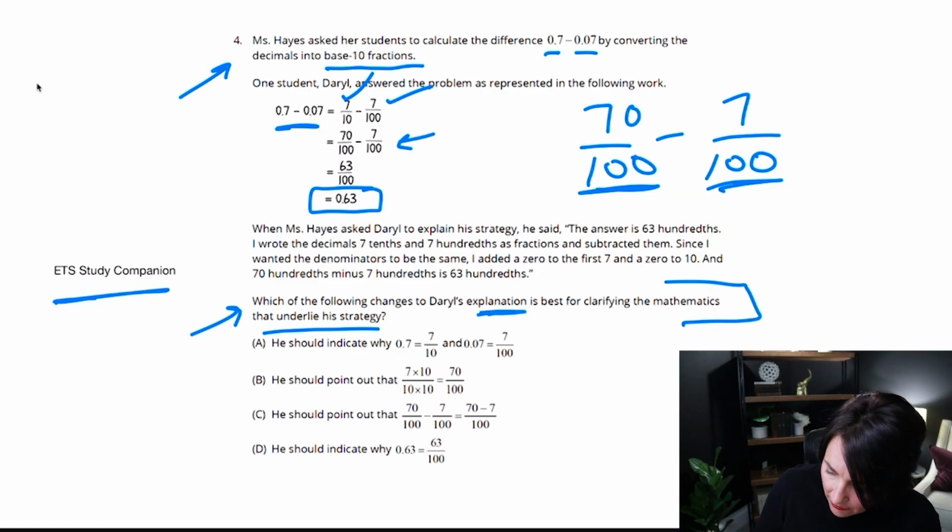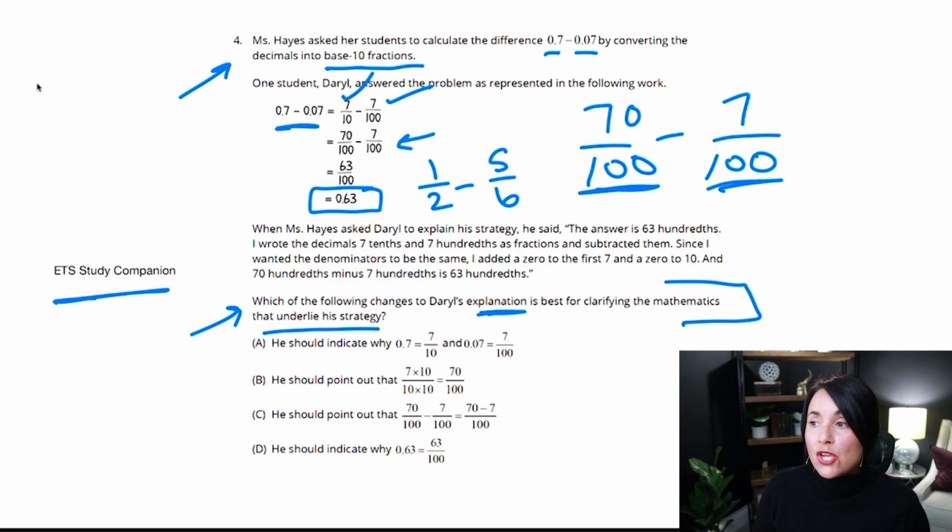But if I had like 1/2 minus 5/6, could I do that same situation there? No, I couldn't. So they're asking which of the following would best clarify his strategy.